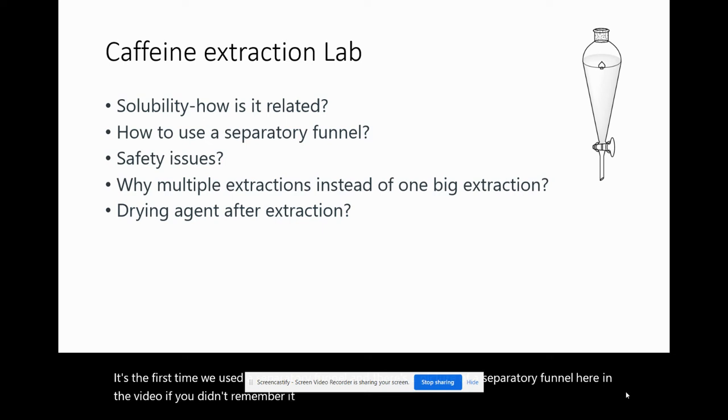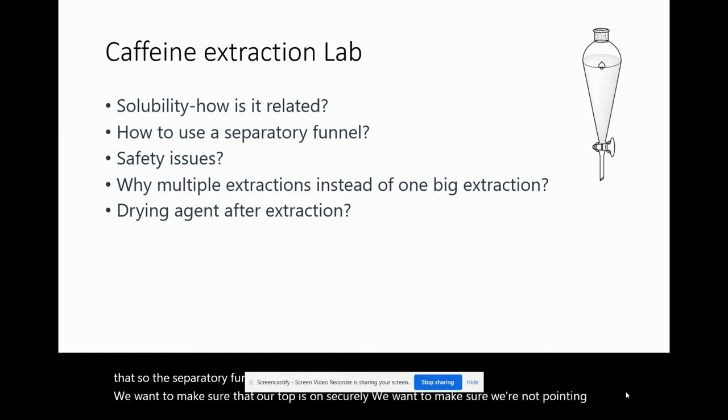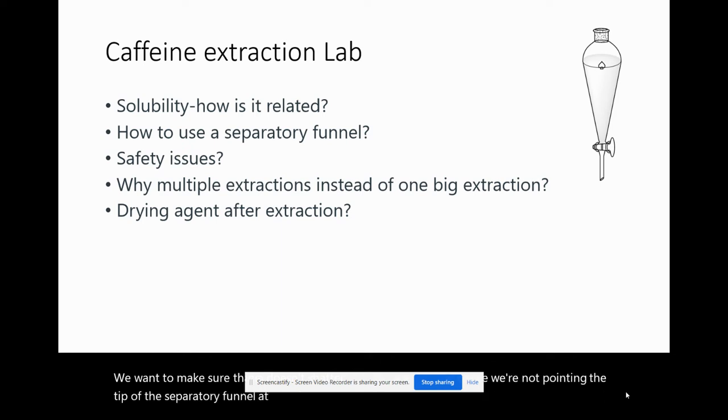You should understand all the safety issues of using a separatory funnel. Remember, we have to keep on venting the gases that can build up inside that so the separatory funnel doesn't shatter. We want to make sure that our top is on securely. We want to make sure we're not pointing the tip of the separatory funnel at anybody when we're venting, because liquid could shoot out.